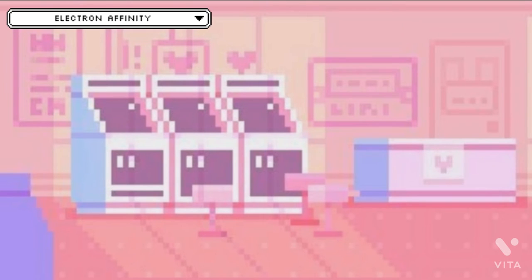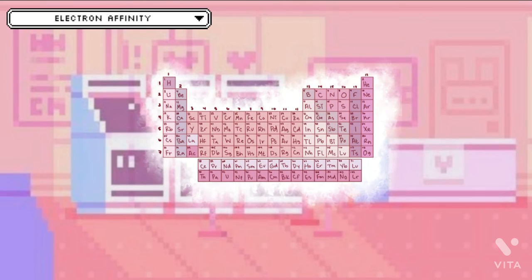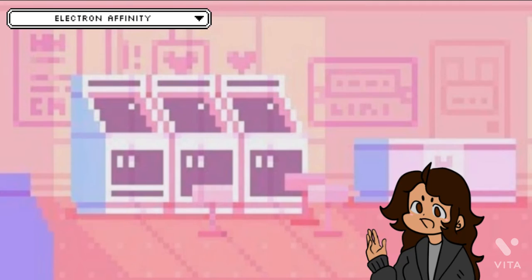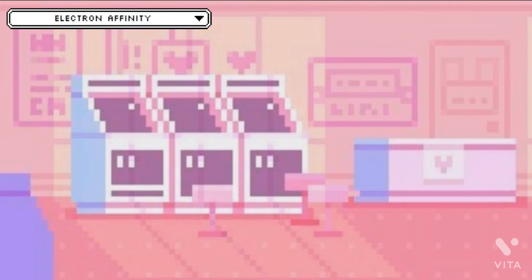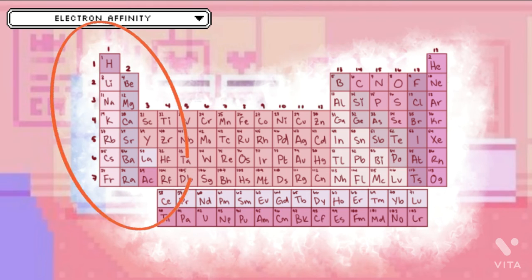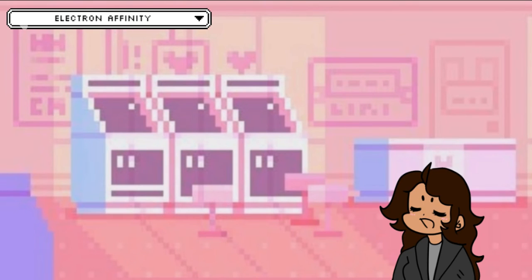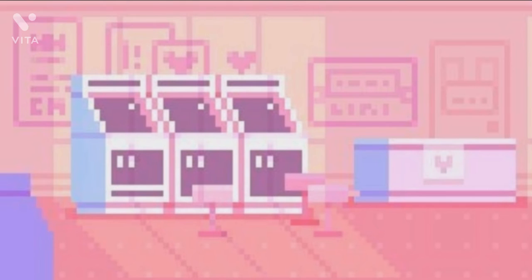Electron affinity is how much an atom wants to gain an electron. Fluorine has the highest electron affinity because if it gains one electron, its shell will be complete. But the elements on the left side of the periodic table don't want to gain electrons, they want to give them away. Because for the left side, it's easier to give away than to gain, and vice versa for the right.